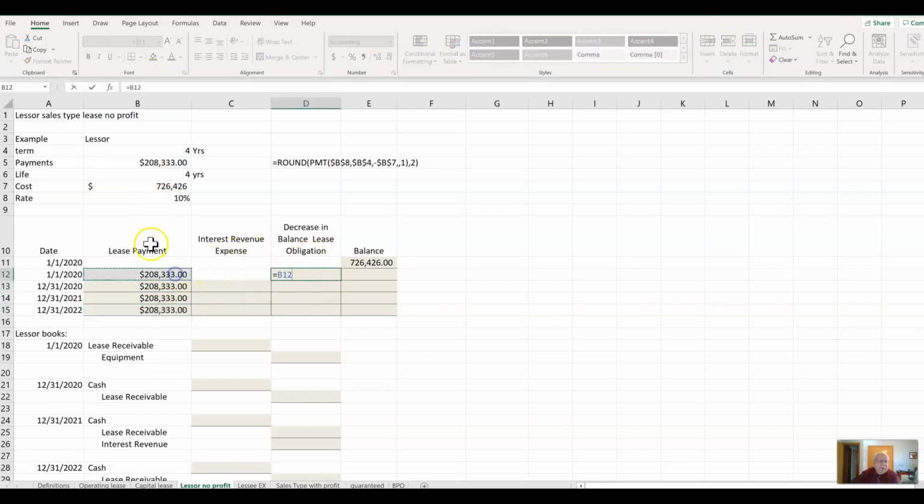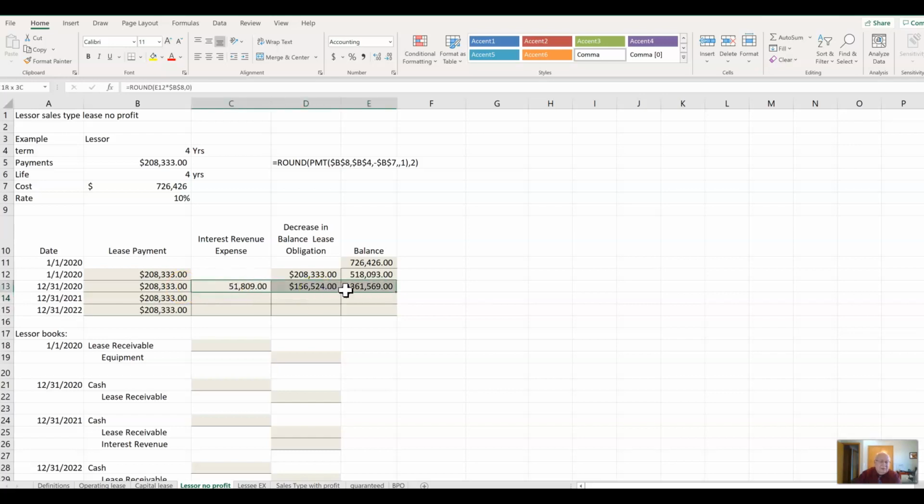And this one is this minus the interest revenue, which we don't have any. And then we take the 726 minus the 208. Again, I'm quickly going through the chart here. Equal, round. We take the 518 times the 10%, absolute value that, comma 0 because we don't want any decimals. Okay. And then we take the 208, 333 minus the 518. Okay. And then we'll see what our balance is with 518 minus the 156.